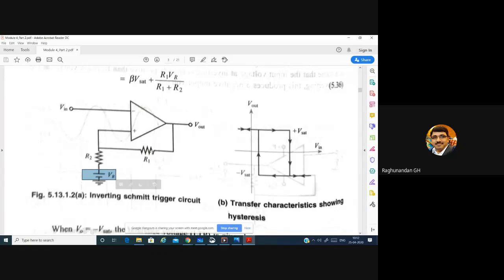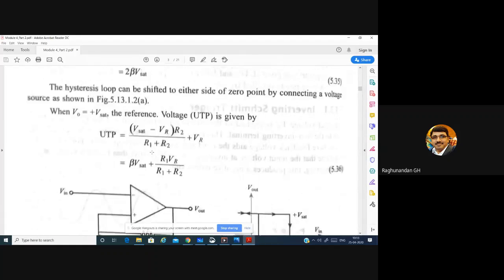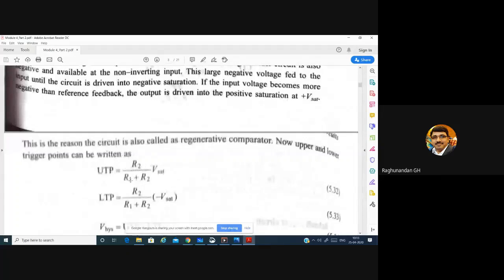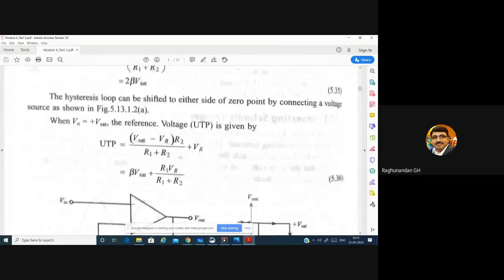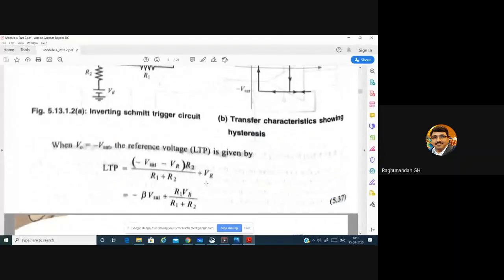Initially the reference was only UTP, which was designed using R2 by R1 plus R2 into VSAT. But now along with that we are having an extra reference, that is VR. That's why the formula changes to R2 by R1 plus R2 into VSAT minus VR, and again an extra plus VR, because UTP itself is a reference voltage. To that reference voltage you are adding one more reference voltage. That is what we are doing, so plus VR.